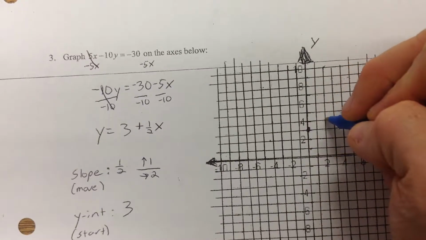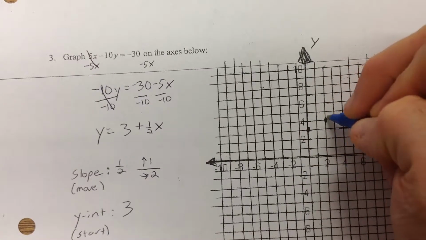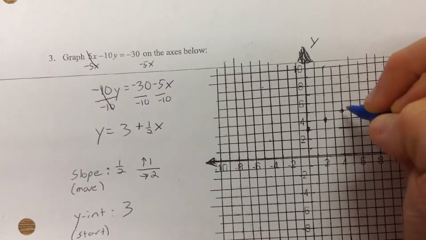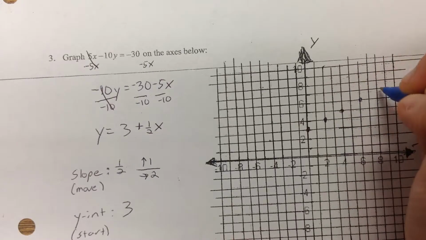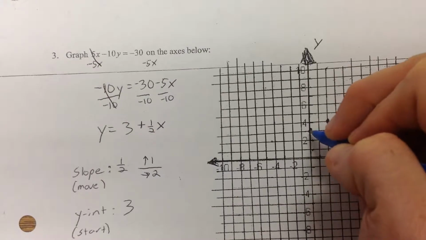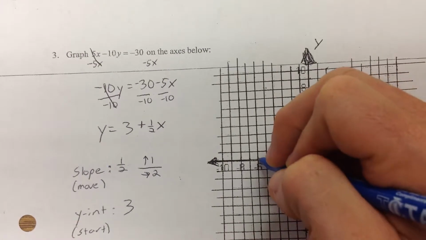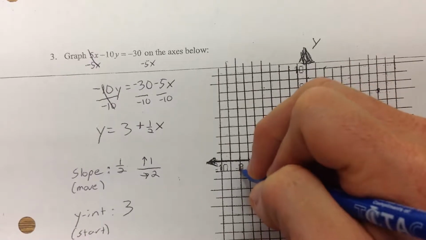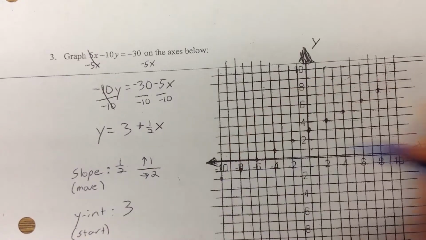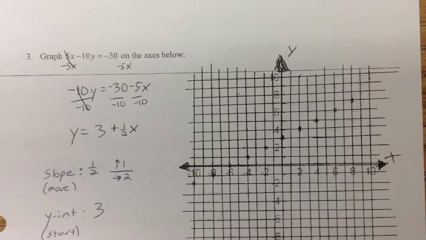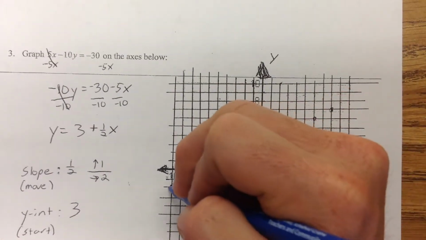So to actually graph that, we would start at positive 3, which is right there, and then we would go up 1 over 2, up 1 over 2, and so on, or we could go down 1, back 2, down 1, back 2. You can always do the exact opposite, right? So that's going to give us a whole bunch of points. We're going to connect those points.